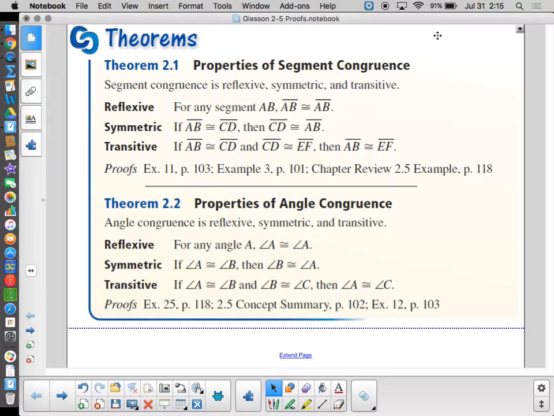Properties of segment congruence and properties of angle congruence. We talked about this yesterday. Basically, the transitive, reflexive, and symmetric properties apply to both segments and angles when it comes to congruence. We showed that it applied to their measurements yesterday. Today we're saying they also apply to congruence. It saves me a few steps this way to say it applies to congruence. It's not a big deal.